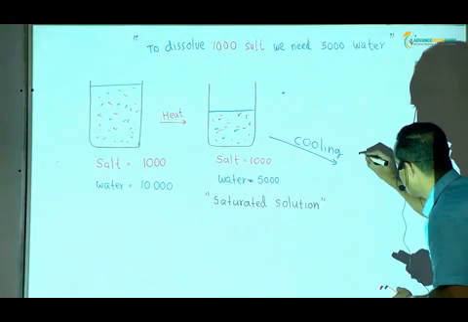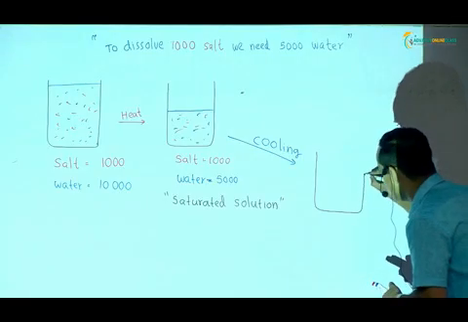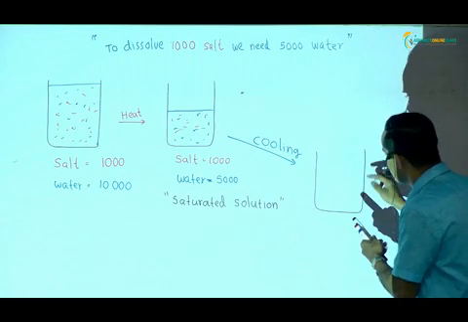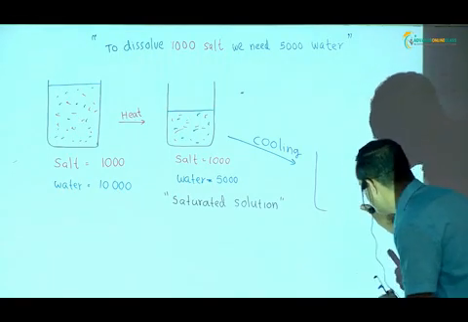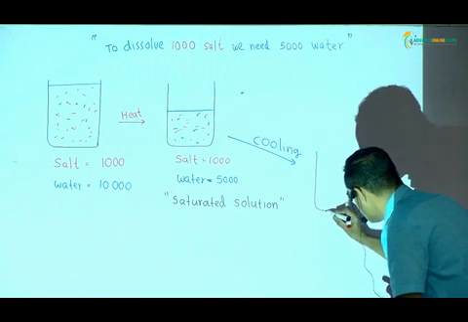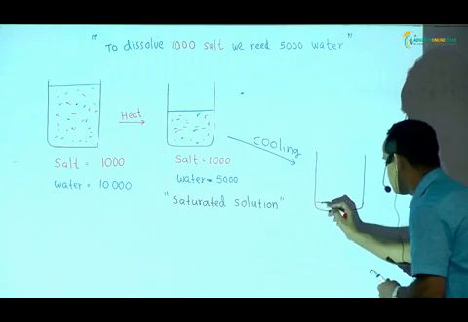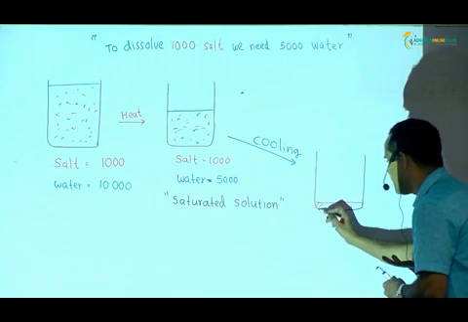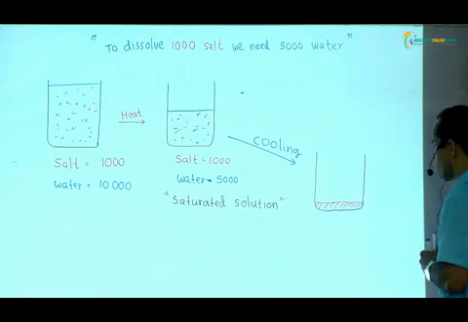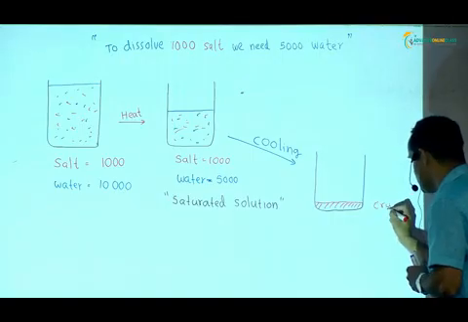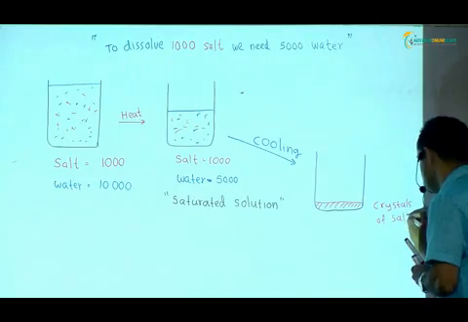What happens when we cool this warm saturated solution? Solubility decreases. When solubility decreases, some amount of salt turns to solid form. That means crystals form. What do we call this? Crystallization. Then salt can't stay dissolved fully. Some amount of salt has to go down. These are actually salt crystals. Crystals of salt can be formed.